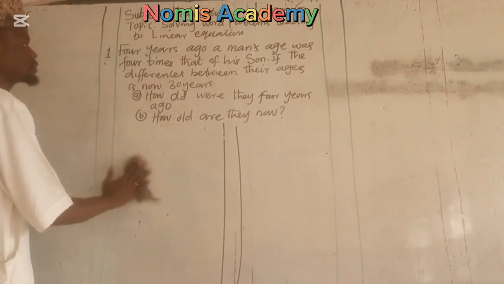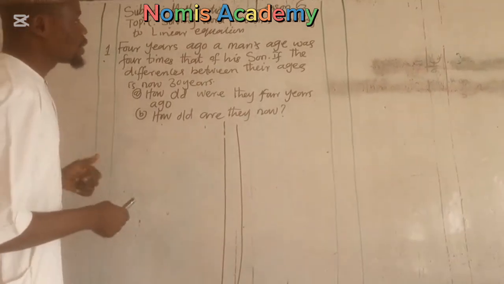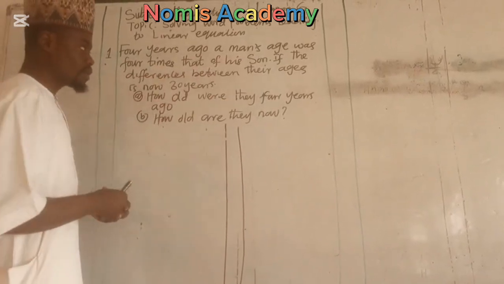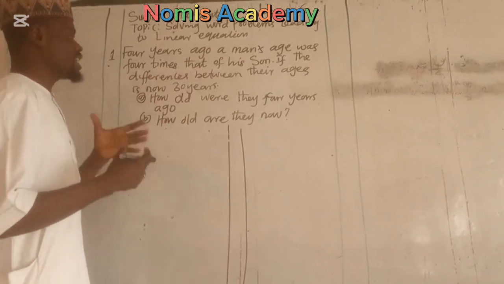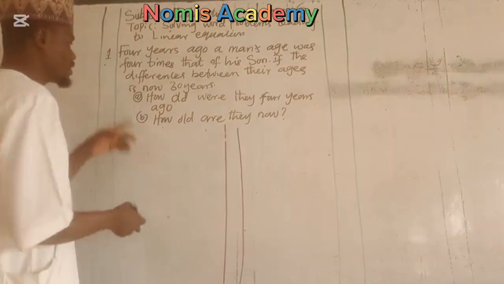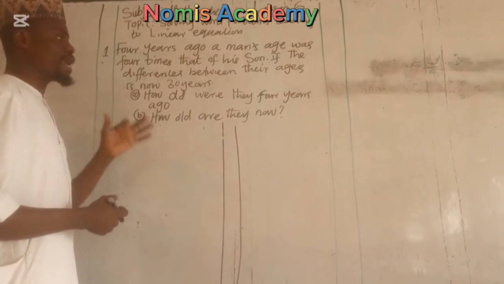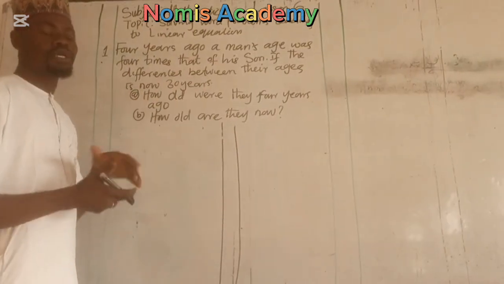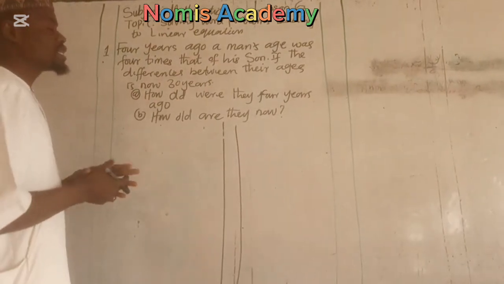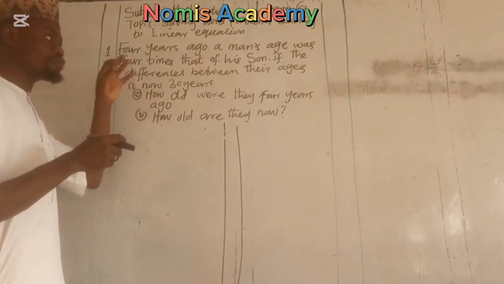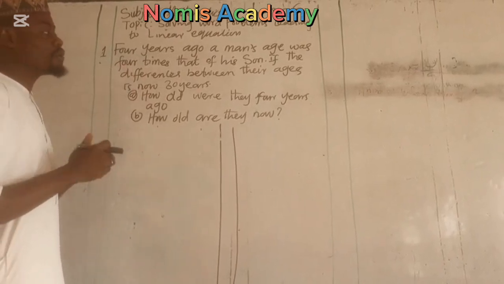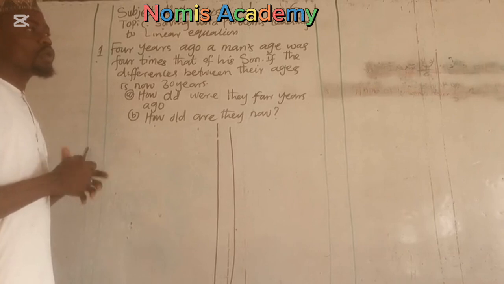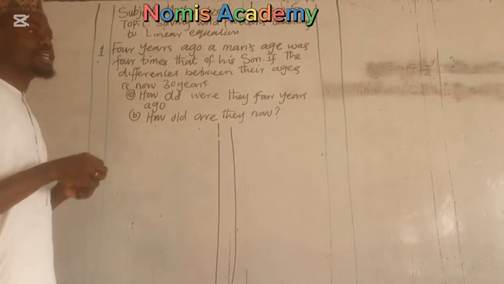The question says that 4 years ago, a man's age was 4 times that of his son. If the difference between their ages is now 30 years, question A: how old were they 4 years ago? B: how old are they now? Now, what you want to do is compare the two. You have son and man here. The man's age must be more than that of the son. We have to consider the smaller age, which is the son.